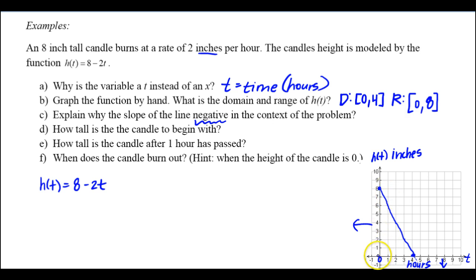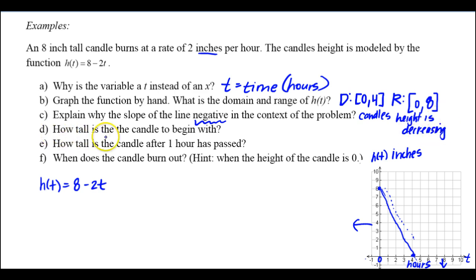As I read a graph from left to right, the slope is negative, so this function is decreasing. So the height of the candle is decreasing. We think about the slope as rise over run, so we go down and then to the right one. So why is the slope of the line negative? Because the candle's height is decreasing. So negative slope, we're thinking decreasing.